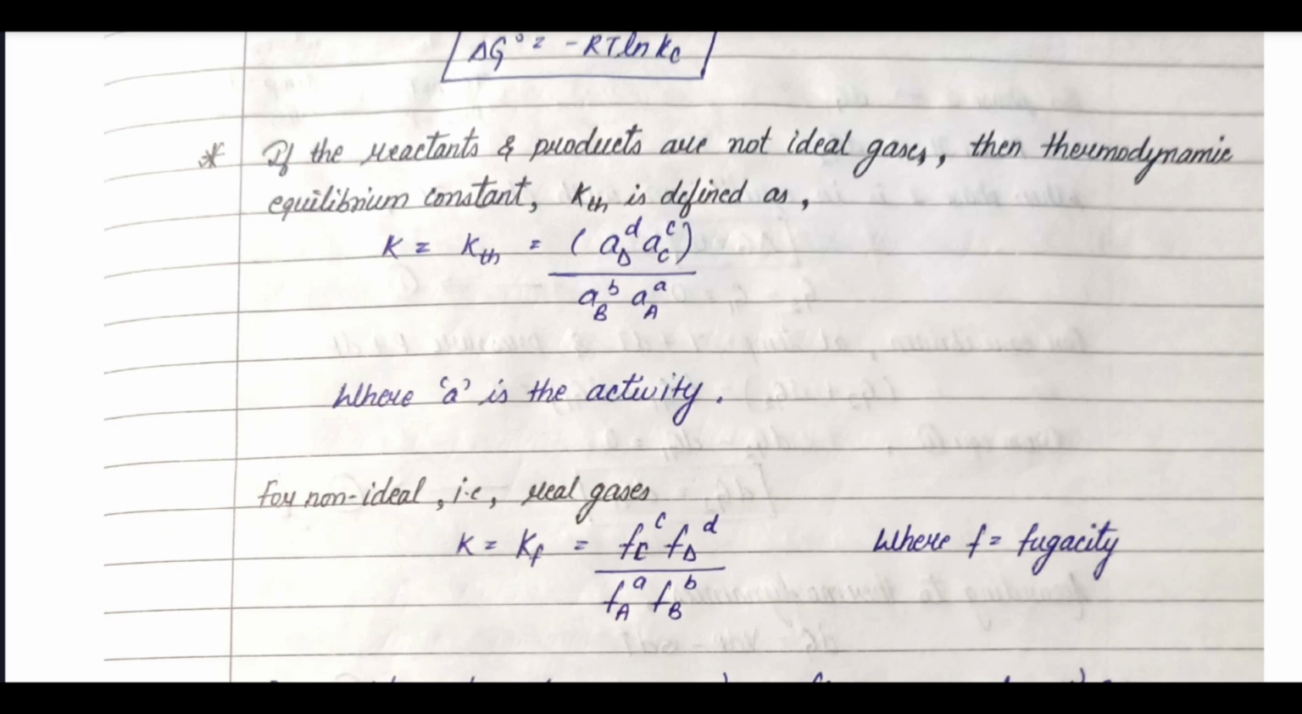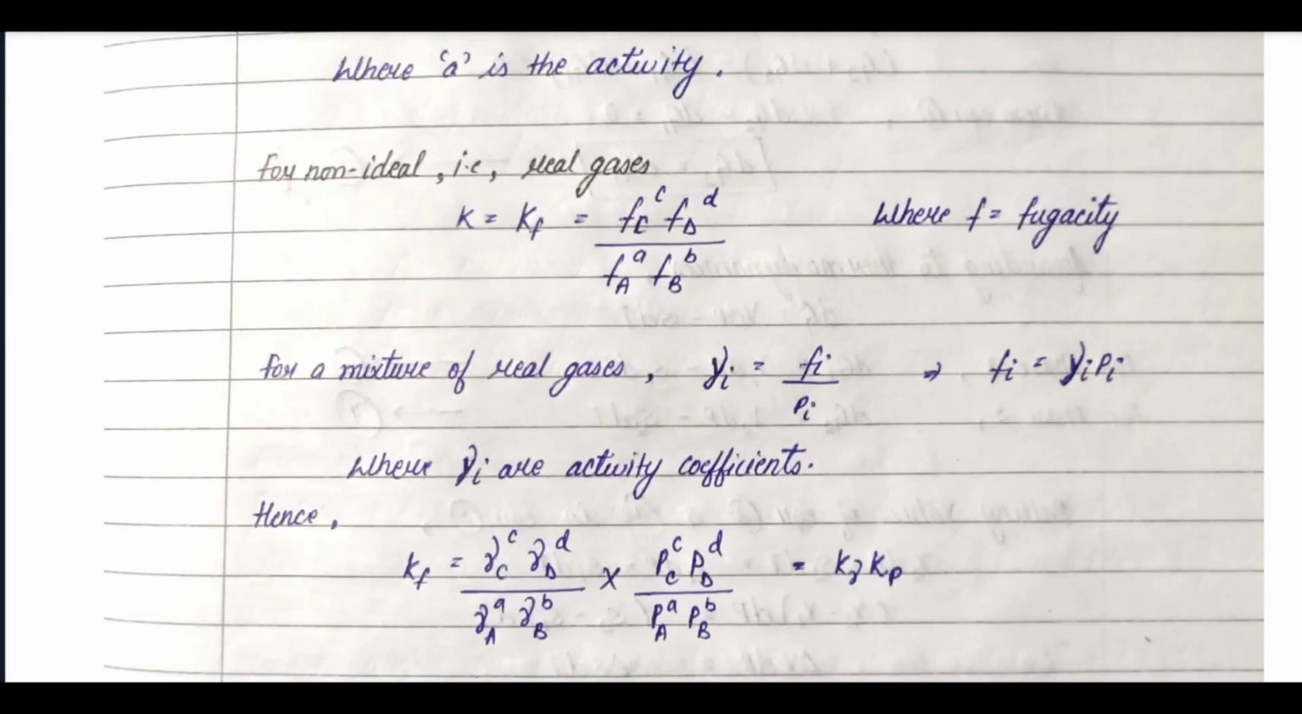If the reactants and products are not ideal gases, then the thermodynamic equilibrium constant K thermal is defined as aD^d aC^c over aB^b aA^a, where a is the activity. For a non-ideal gas, that is, a real gas, K equals Kf equals fC^c fD^d over fA^a fB^b, where f is the fugacity. For a mixture of real gases, psi i equals fi by Pi.